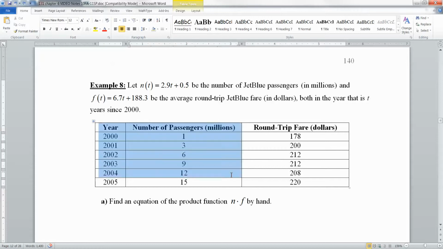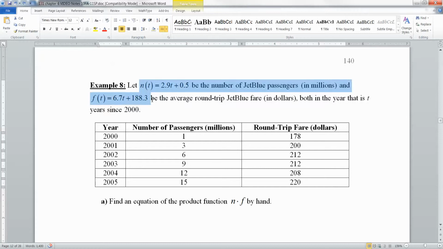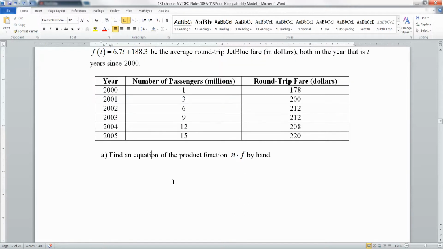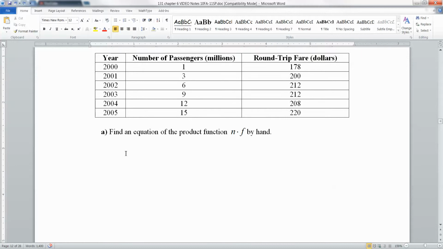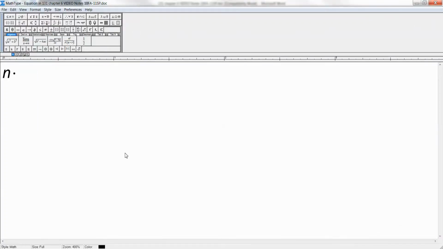Now I have some real data here, but we don't really need this data because we were given the two equations. Now if we weren't given them, then we'd have to go find them ourselves with linear regression. But we were given them, so we don't have to worry about all that. All right, so we're going to find an equation for the product n times f by hand. So n times f, we want to find that function.